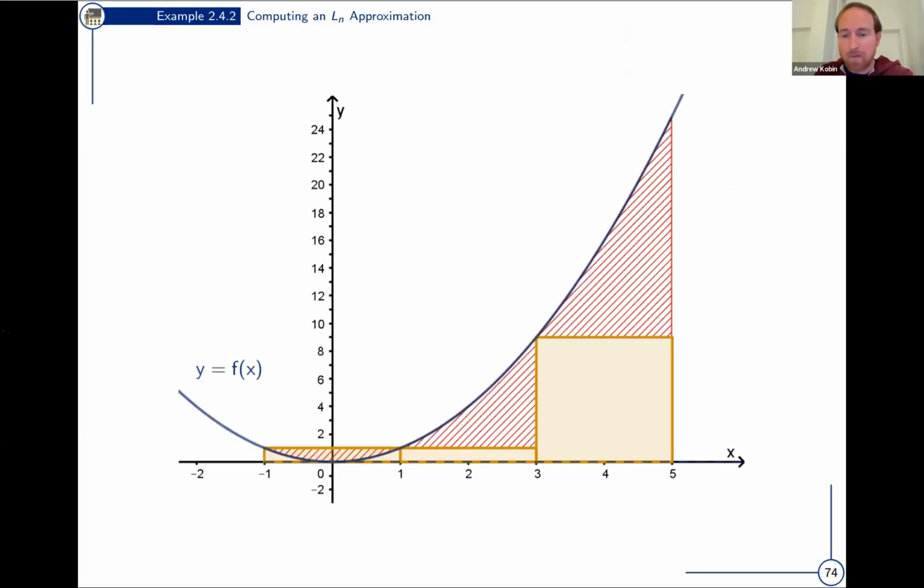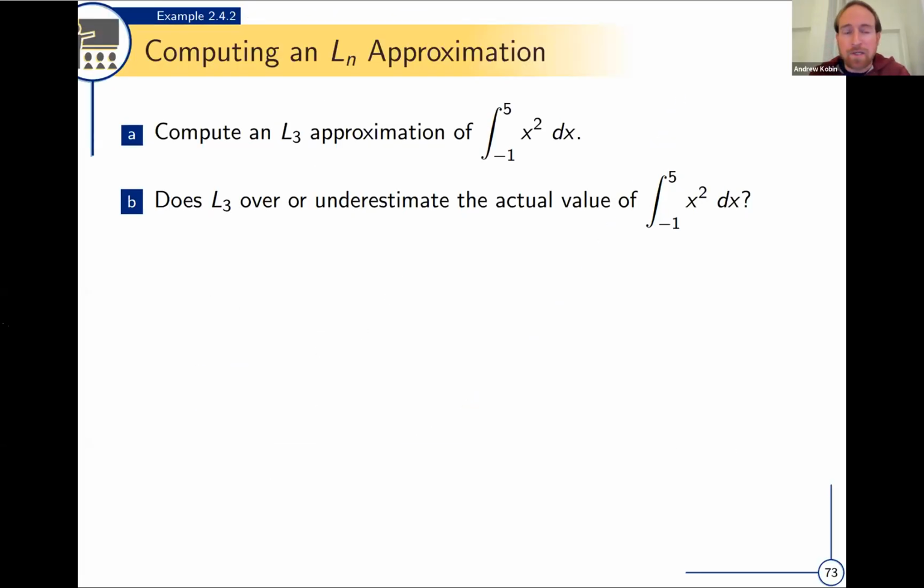Let's get back to it. Oh, the next question, by the way, was, does L3 over or underestimate the actual value of this definite integral? If you haven't thought about this yet, pause the video now and look at your sketch, or wait a moment and I'll show you the sketch again and think about this question.